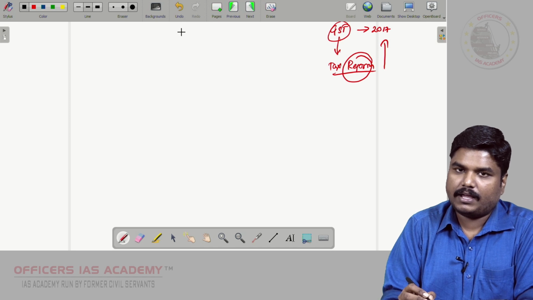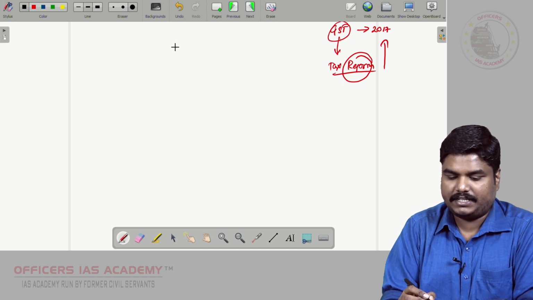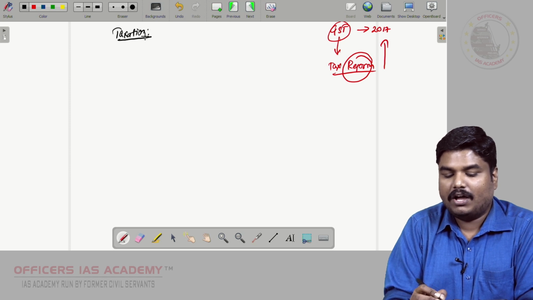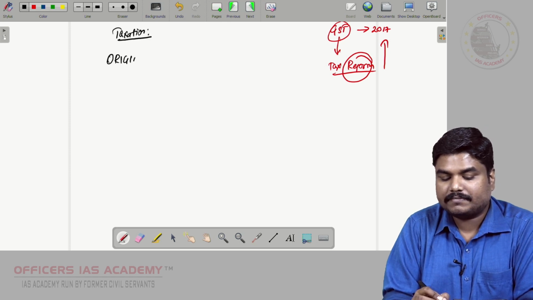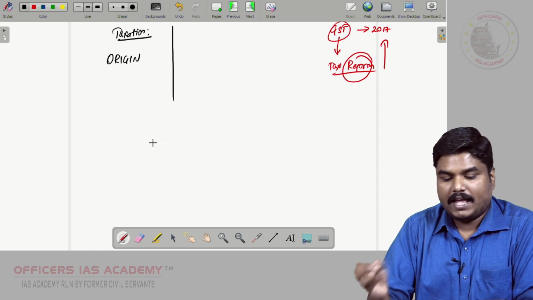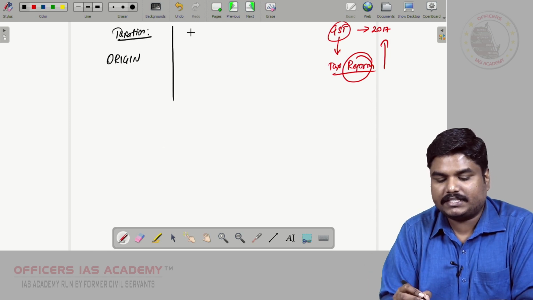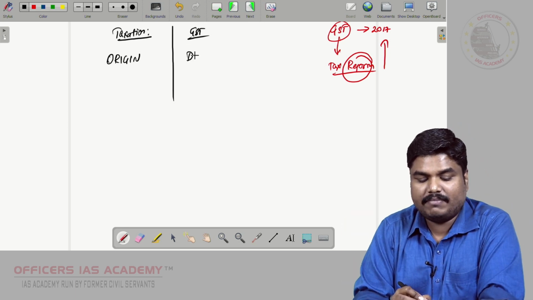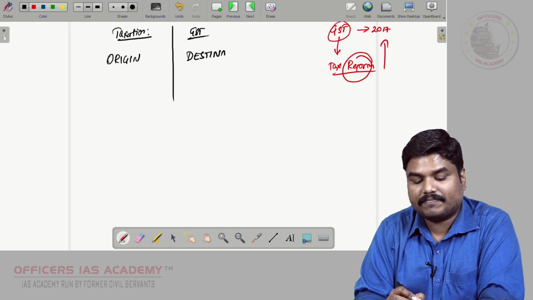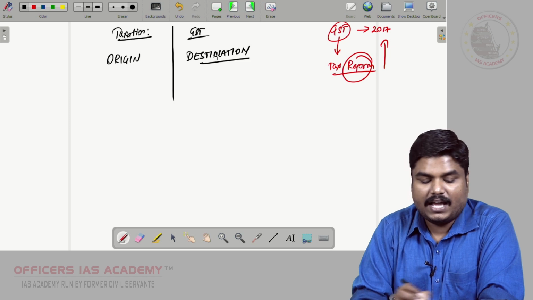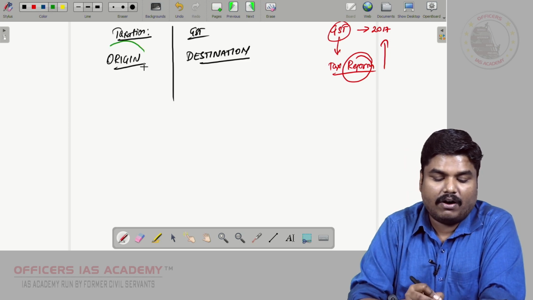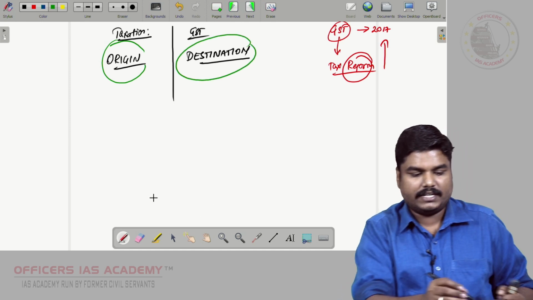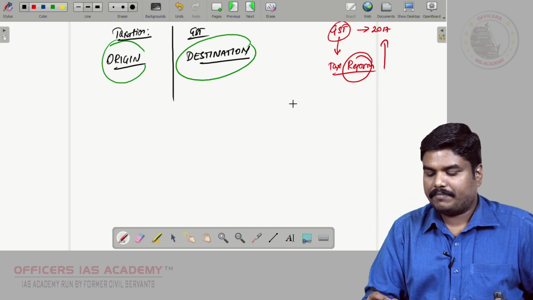So, before introducing GST, the taxation system was origin based, right? After introducing GST, the taxation system became destination based. So, we have to understand the difference between origin based taxation and destination based taxation, for which let me take an example.